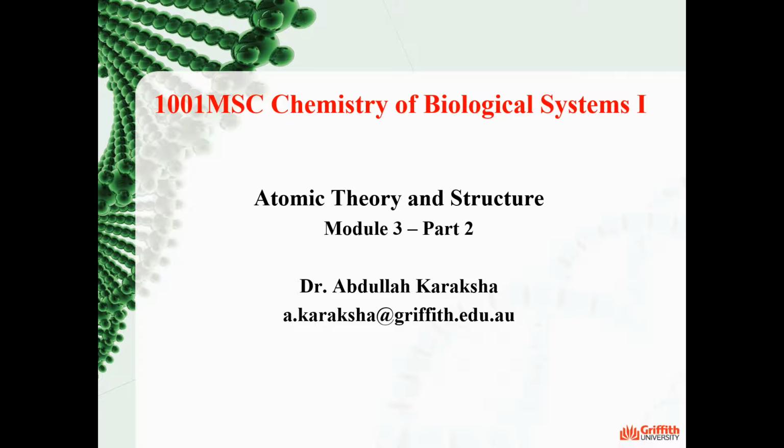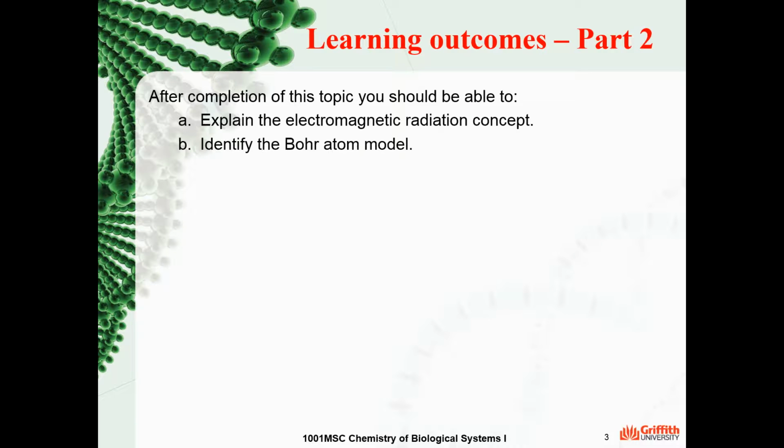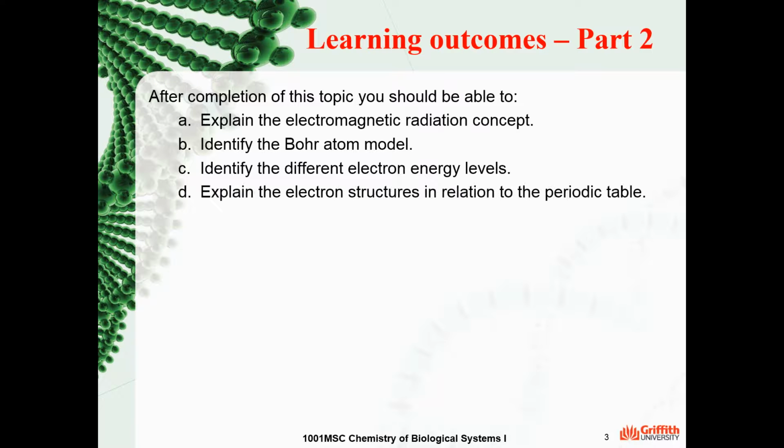Welcome to the second video of Module 3. In this video, we will discuss electrons and their different energy levels. The learning outcomes for this part are: explain the electromagnetic radiation concept, identify the Bohr atom model, identify the different energy levels of electrons, and explain the electron structures in relation to the periodic table.